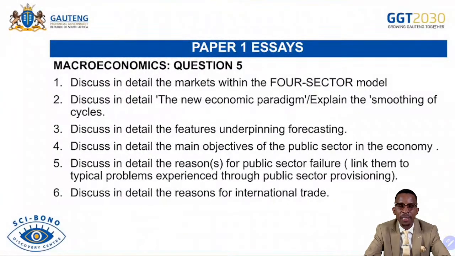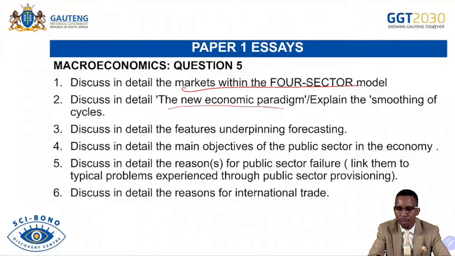And then these are the essays for Paper 1. Basically, under macroeconomics, we have the essay under the first topic, circular flow, discussing in detail the markets within the 4-sector model. And then those are your markets in macroeconomics. Discussing in detail the new economic paradigm, explaining smoothing the business cycle. That's why you talk about demand side and supply side policies under the business cycle and the economic paradigm.